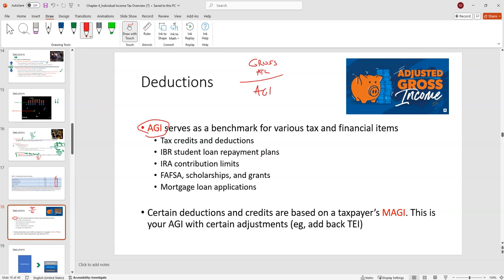It tells you whether you can contribute to potentially an IRA. They look at your AGI. Do you qualify for FAFSA, scholarships, grants? You want to buy a home, right? They'll probably want to see your tax return. So this is kind of a good benchmark. Another area you'll see it is when you go to e-file, right?